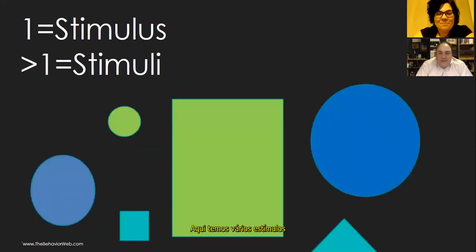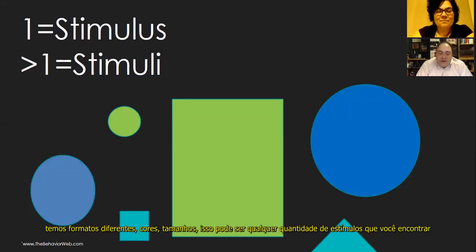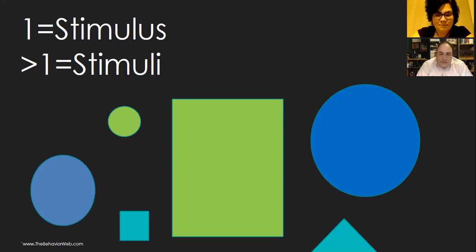So here we go. Here's a bunch of stimuli. We have different shapes, different colors, and different sizes. This could be any number of stimuli that you encounter. We could also be a pre-K class. It's interesting that if you have a child in pre-K, you could actually watch someone learning how to classify stimuli. Nowadays, they learn that on TV. If you have a toddler at home, they learn that on Nick Jr. and Disney Jr. That's where they're learning the shapes and stuff.